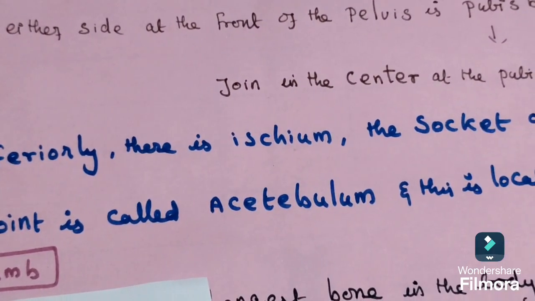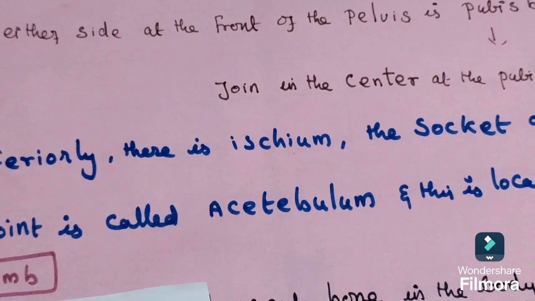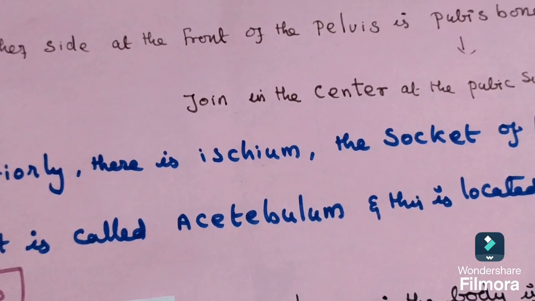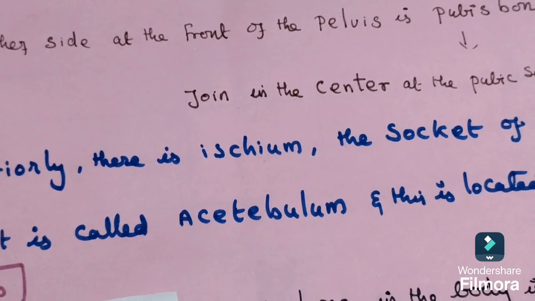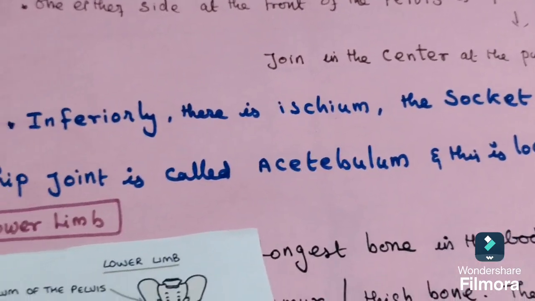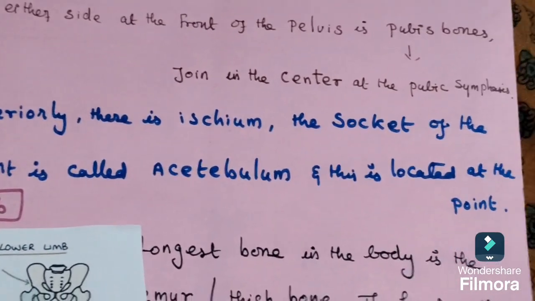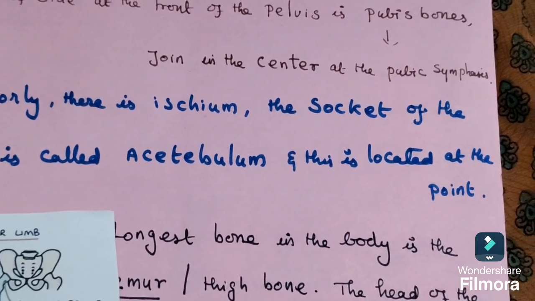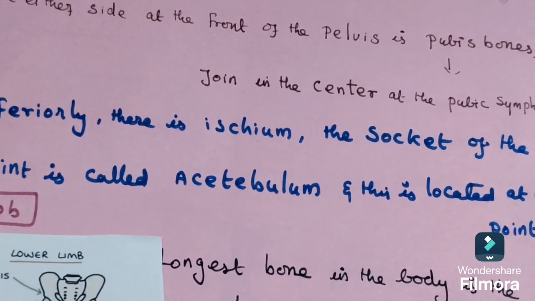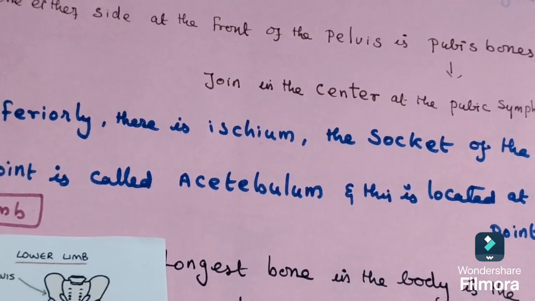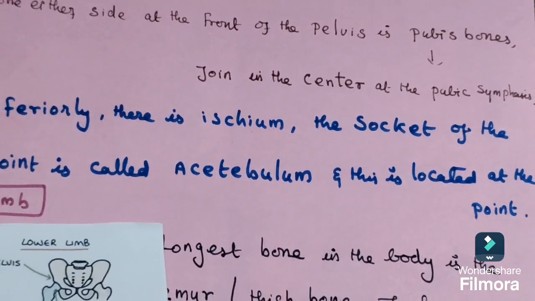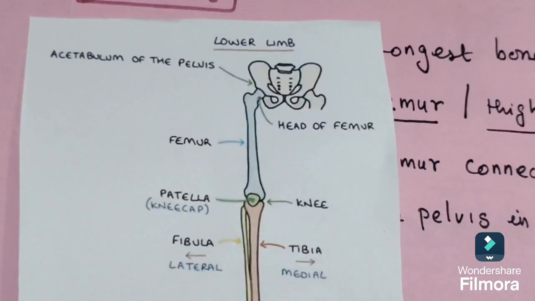Inferiorly there is the ischium. The socket of the hip joint is called the acetabulum. This is located at the point where the three bones of the pelvis meet together.